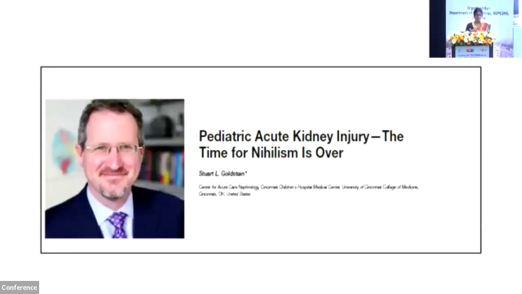Four years back, in 2020, Stuart Goldstein, often regarded as the father of pediatric AKI, nudged the pediatric nephrology community with this commentary. He asserted that the era of nihilism, which means no distinct meaning or purpose regarding pediatric AKI, was over. It became clear that children could die not with AKI, but from AKI. And the pressing question then was, what proactive steps are we taking to address this?